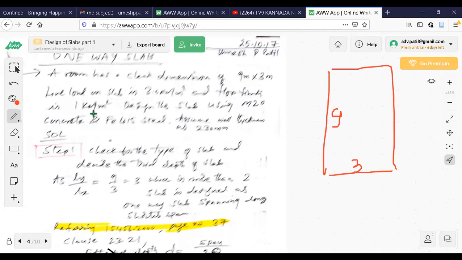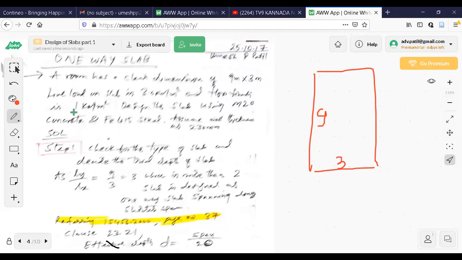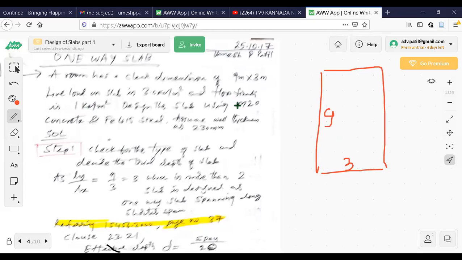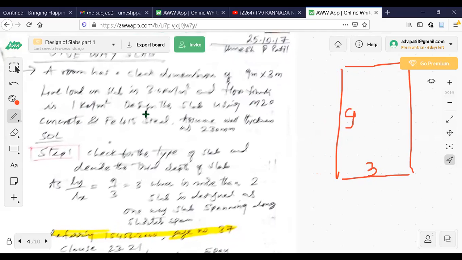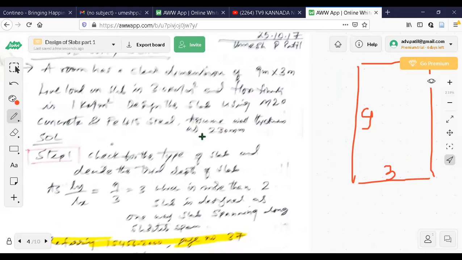When you provide granite or vitrified tiles or whatever, a lot of choice is available for us. Or pota stones, pota tiles, a lot of different tiles are there. Roughly per meter square, the weight of the tiles is taken as 1 kilonewton. So over the slab, tiles have to be fixed, so that load is also given. It is called floor finish. Design the slab using M20 and Fe415 steel.